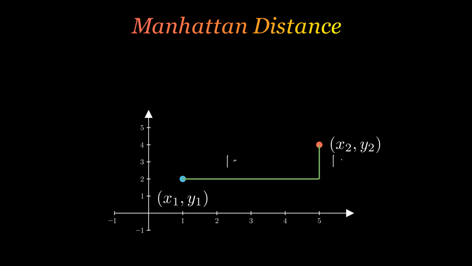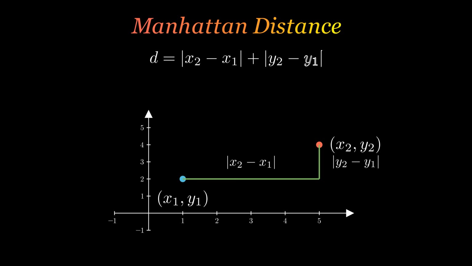The horizontal segment represents the absolute difference in x coordinates, and the vertical segment represents the absolute difference in y coordinates. The Manhattan distance is the sum of these two distances. Mathematically, it is represented as d equals the absolute difference of x2 and x1, plus the absolute difference of y2 and y1.